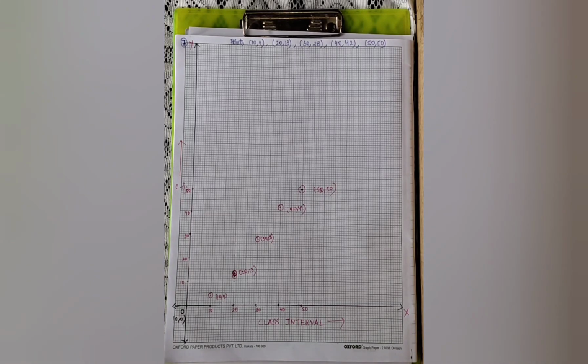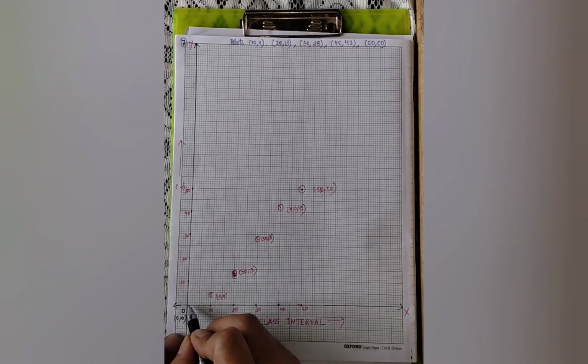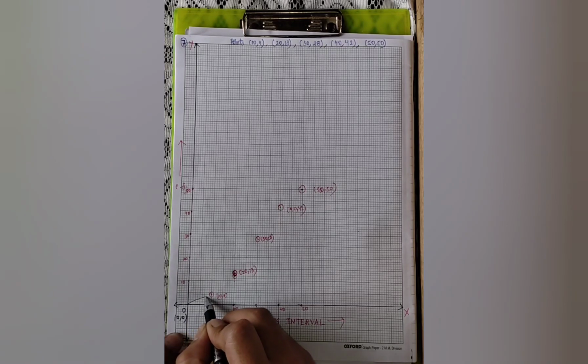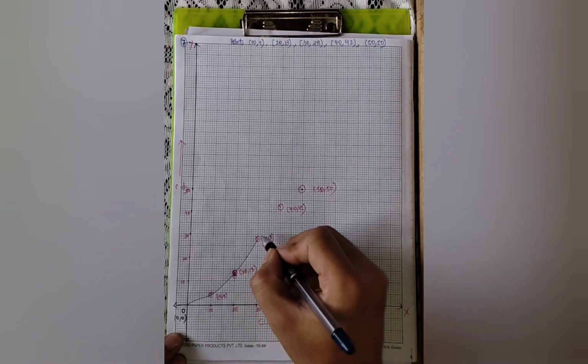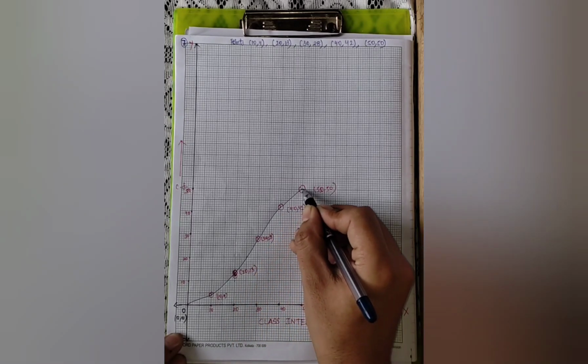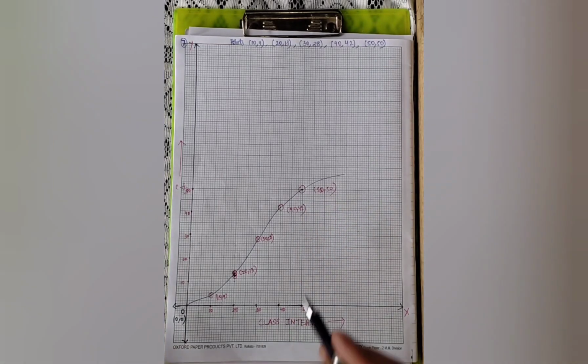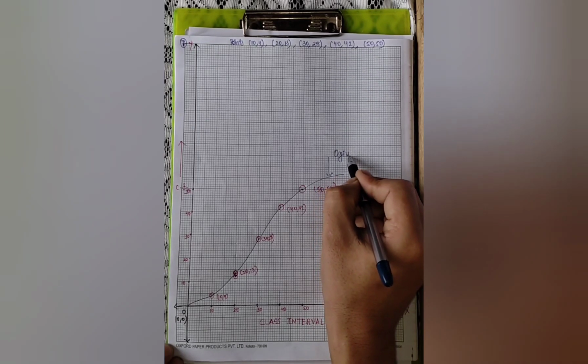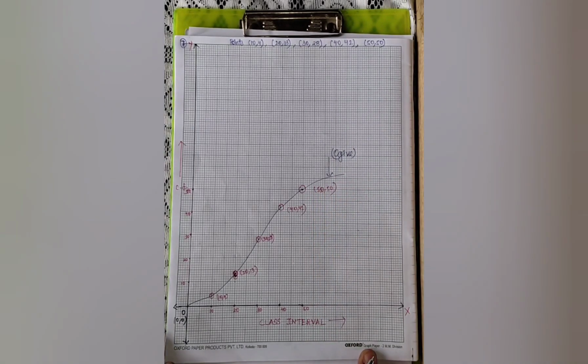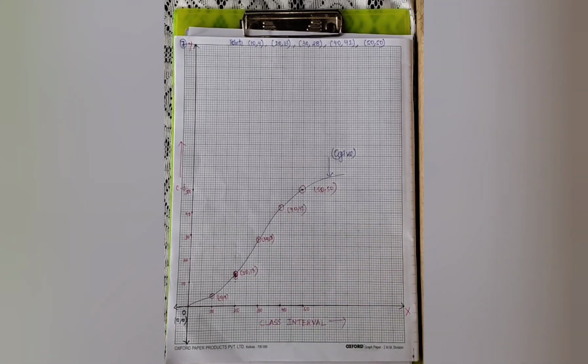Now we need to use our pencil or pen and draw the freehand graph. Since it is starting from 0 to 10, it will start from here itself. So draw a freehand graph. We join this point, this point, this point, this point, and it goes up like this. So this is my ogive. This curve is called the ogive or cumulative frequency curve. Now, using this ogive, we need to find the median.